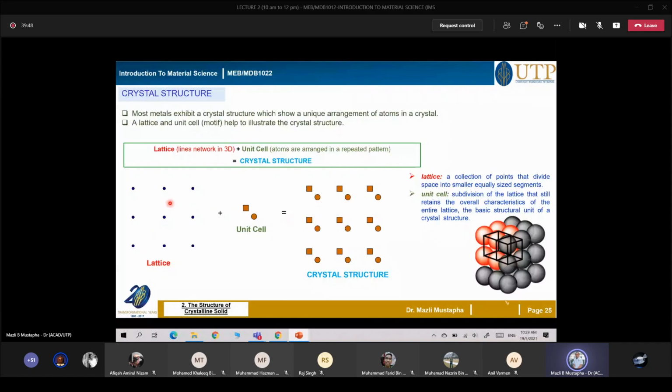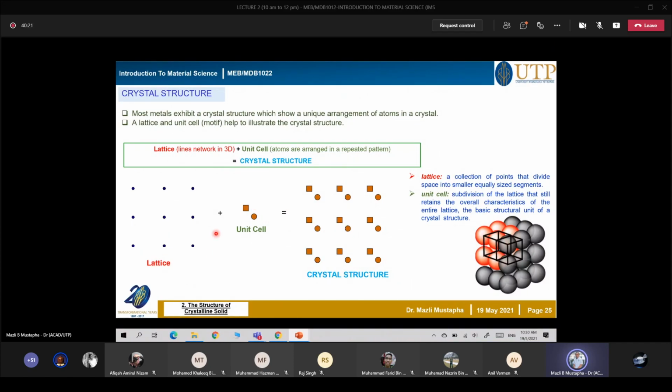Another term that is very important, you can refer to the textbook. Even this one is from the textbook. What is most important is that later on we will learn about the unit cell, and we also have the lattice. Lattice is the line network in 3D, that's why we call it a lattice. Most metals exhibit a crystal structure, which shows a unique arrangement of atoms in a crystal. Later on we will see it.